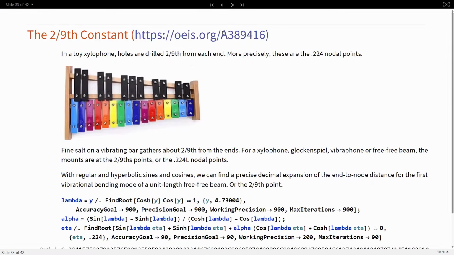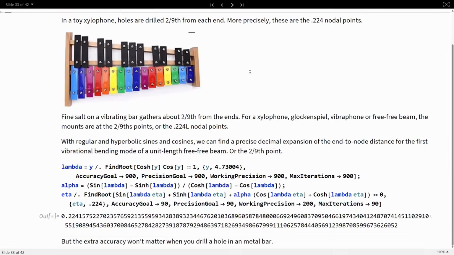So that's something I recently added to the Online Encyclopedia of Integer Sequences. It went live yesterday. So this is an actual constant. This is the actual value of the 2/9 constant. It's not 2/9. It's 0.224157522 and so on. But that extra accuracy won't help at all when you're drilling a big hole into a metal bar. So the 0.224 is good enough.